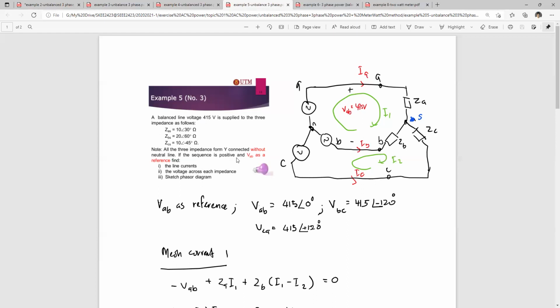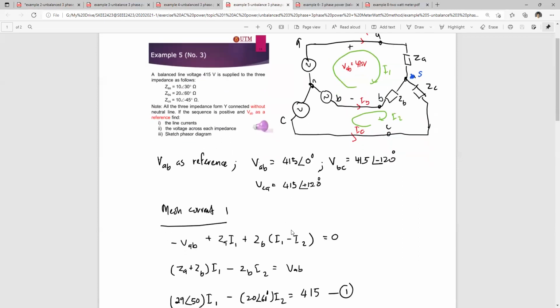So if the sequence is positive and VAB is the reference, find these parameter values. Firstly, you need to write down the values of the line voltage. VAB as a reference means the angle is 0, then VBC, and also VCA. We need to write them down like this because it is a positive sequence: VAB, VBC, and also VCA.